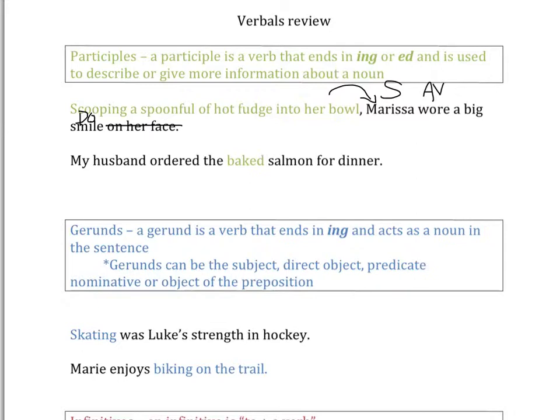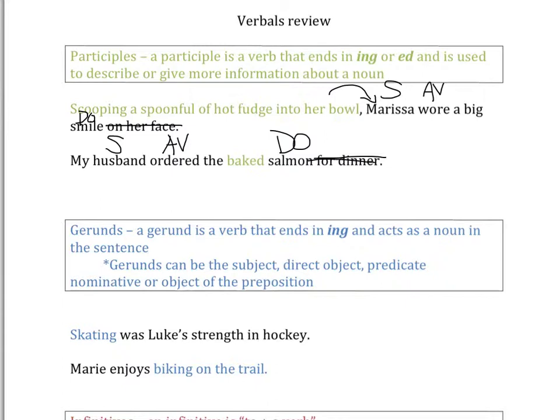Look at the second example. My husband ordered the baked salmon for dinner. Husband is the subject. Ordered is the action verb. What did my husband order? Salmon is the direct object, and for dinner is a prepositional phrase.